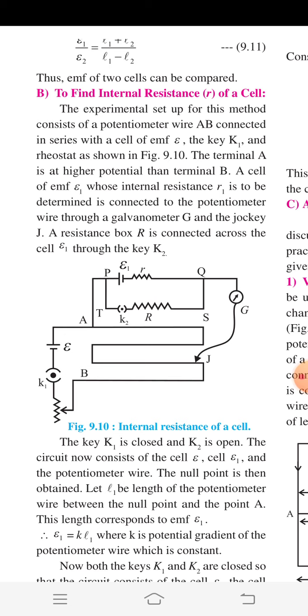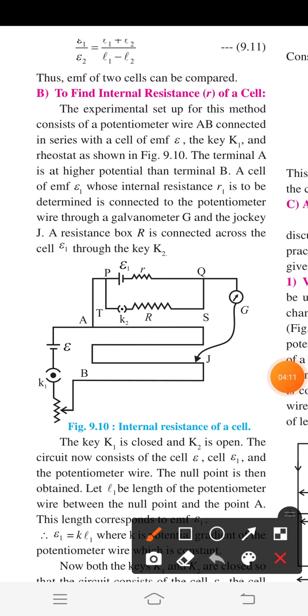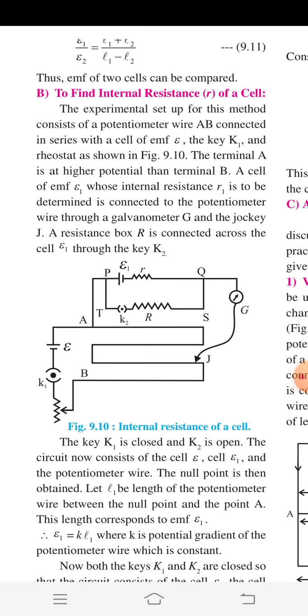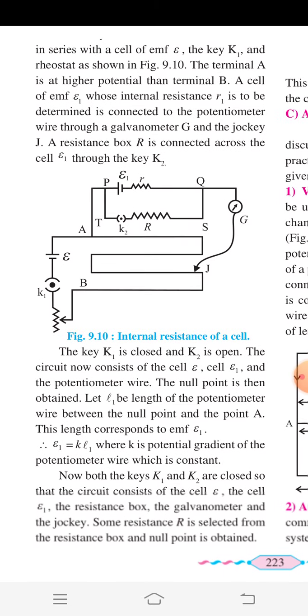This length corresponds to the EMF E1. Therefore, E1 is equal to K L1, where K is the potential gradient of the potentiometer wire, which is constant because we use a potentiometer wire of uniform cross-sectional area. That's why the potential gradient K remains constant throughout. So by the principle of potentiometer, E1 is equal to K L1.